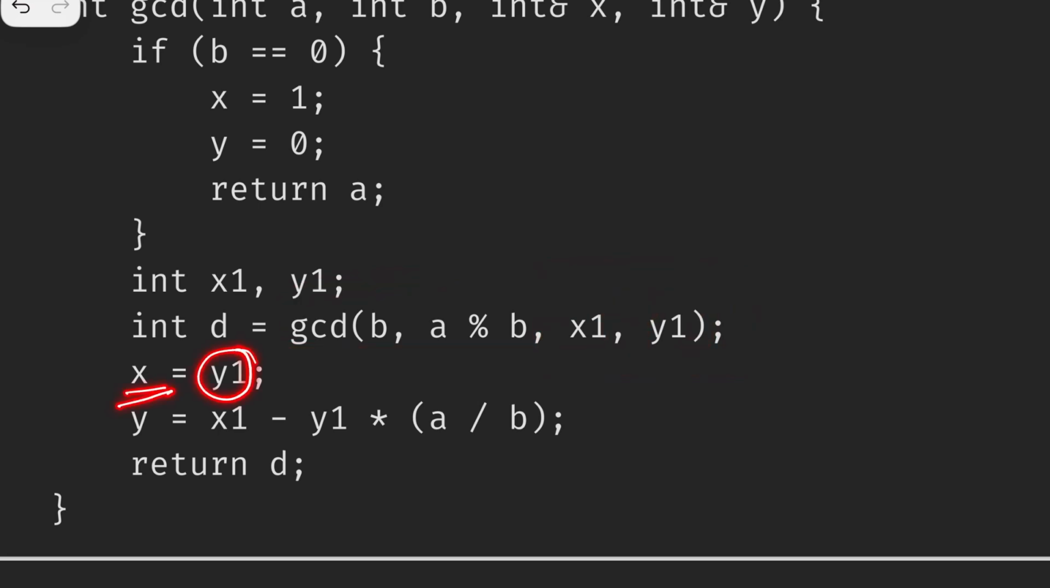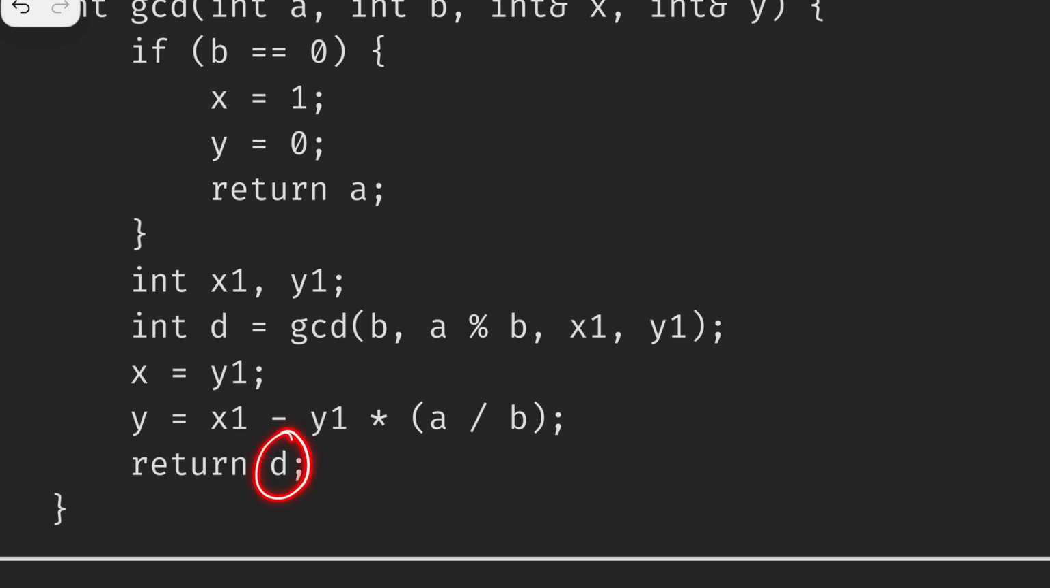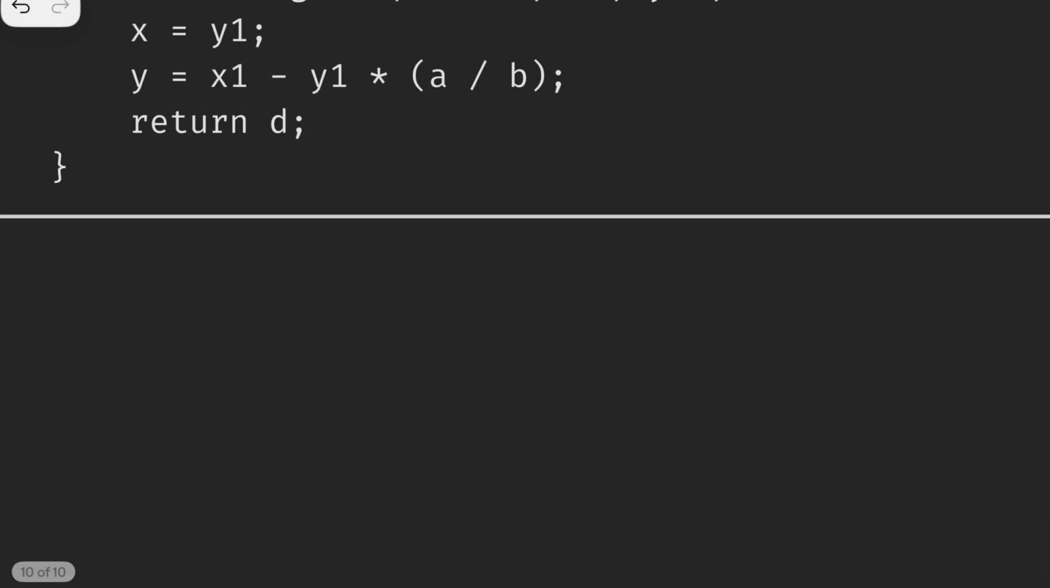X is going to be the y1 as per our solution, and y is going to be the x1 minus y1 into a by b. This is a floor division, commonly referred as something like this in maths. And ultimately we will return the value of d, which is the GCD value. So hopefully this is clear.